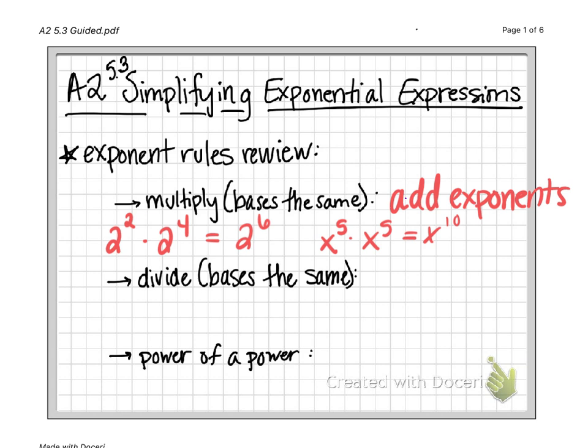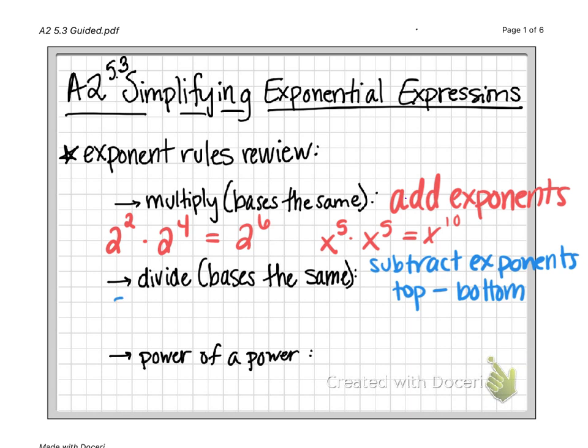Okay, if you are dividing and the bases are the same, you subtract the exponents. You subtract the top from the bottom, so the numerator minus the denominator. The answer always goes in the numerator. So you do top minus bottom, put the answer in the numerator, and then simplify more if needed.